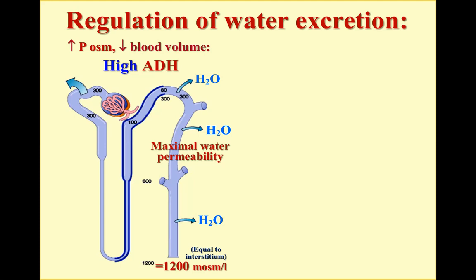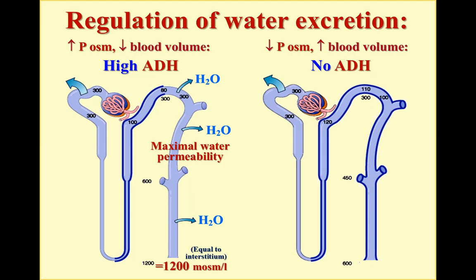And now, the opposite case: the osmotic pressure of blood is decreased while blood volume can be higher than normal. In this case, ADH secretion is totally suppressed and there is no ADH at all. And you can see that permeability for water is zero, so that practically from the beginning of the ascending limb of the loop of Henle until the very end of the nephron, including the collecting duct, permeability for water is absent.